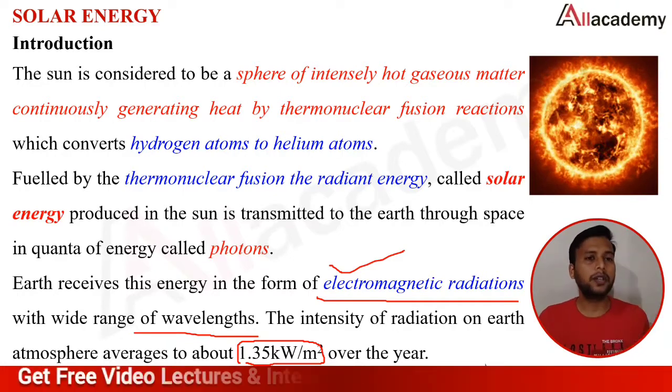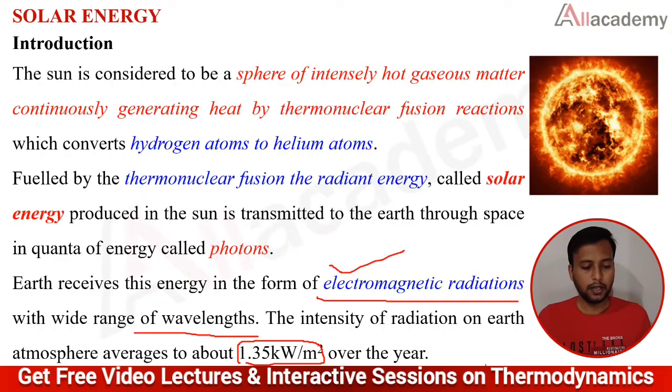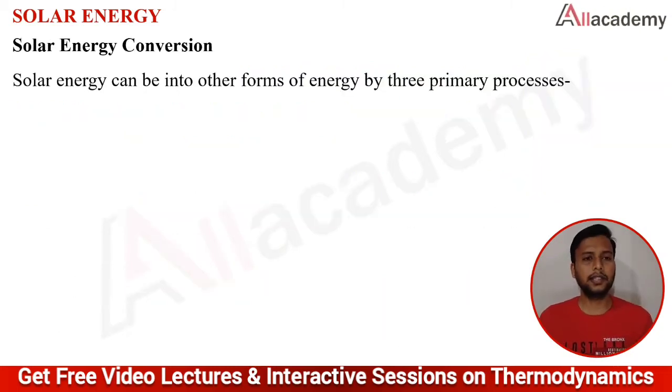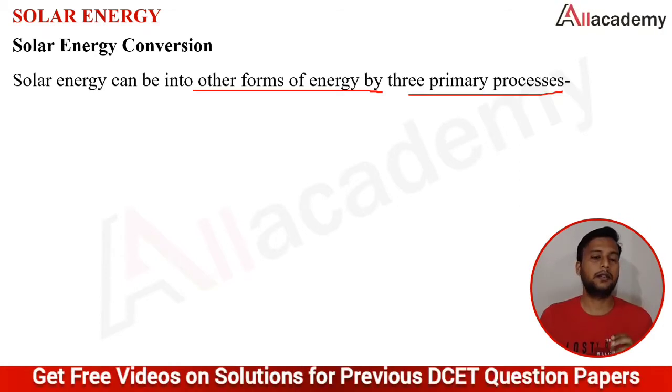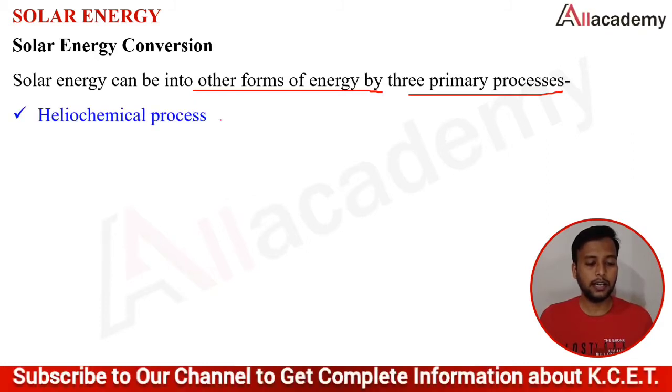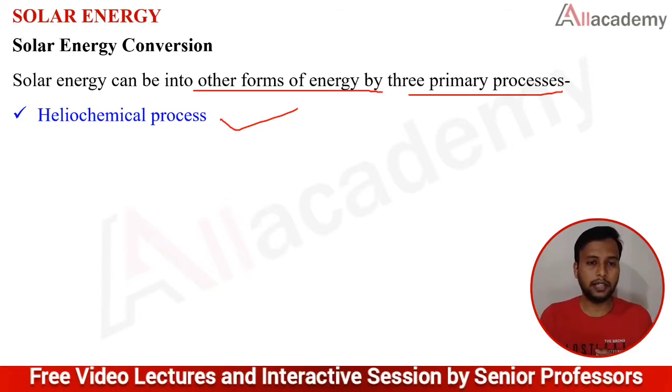So this was a small introduction about the sun. Now the energy coming out from the sun is converted into other forms of energy by using three different processes. What are those processes? The first one is the heliochemical process. Heliochemical means that by using sunlight, some chemical reaction takes place, and that chemical reaction produces some amount of energy. So that is the first process.